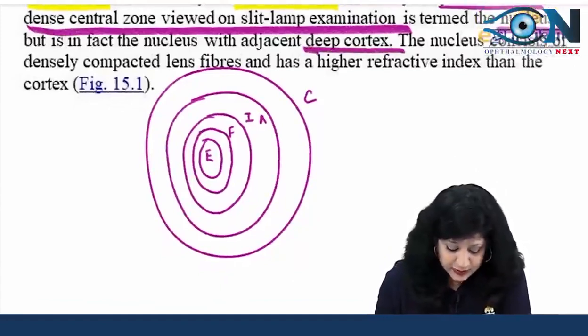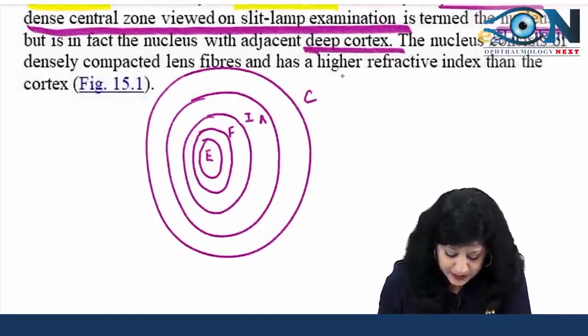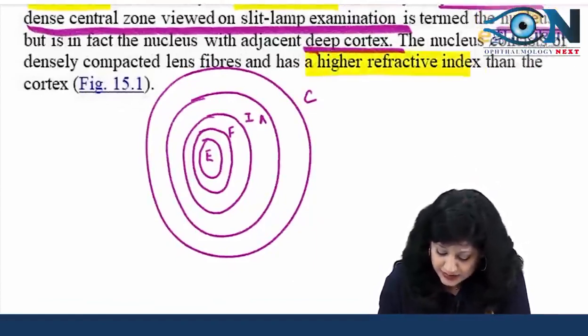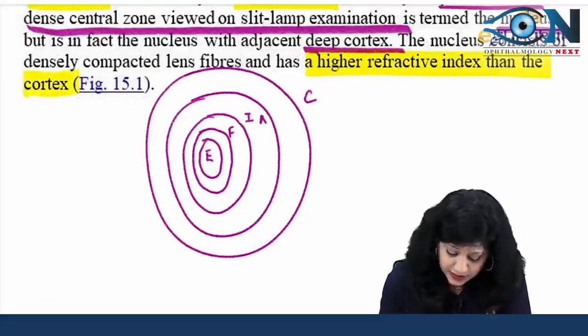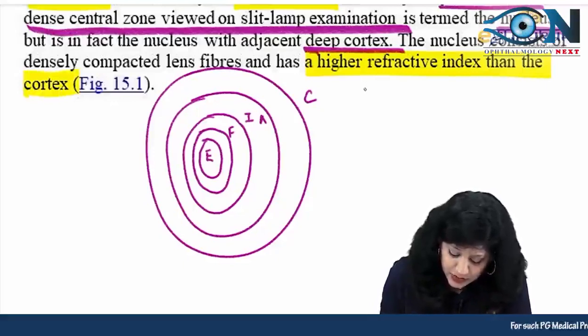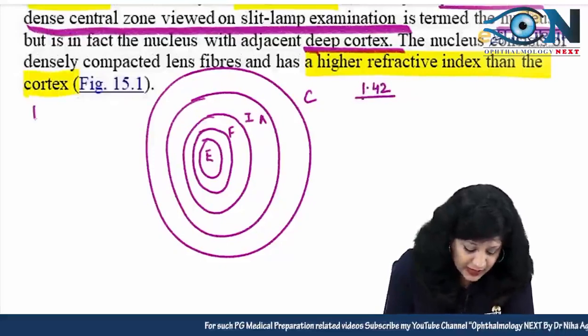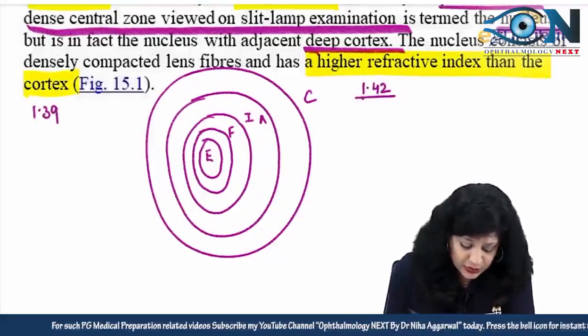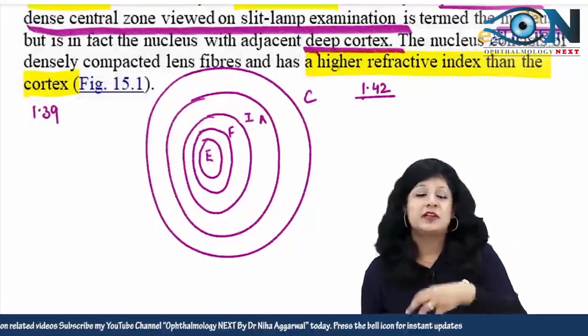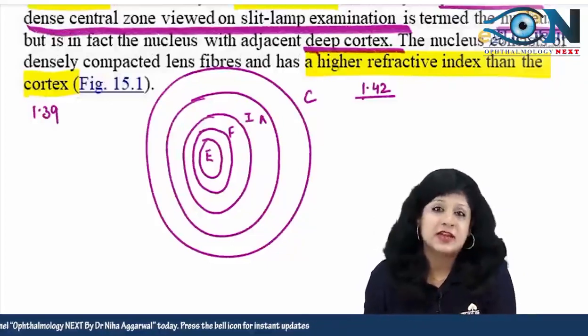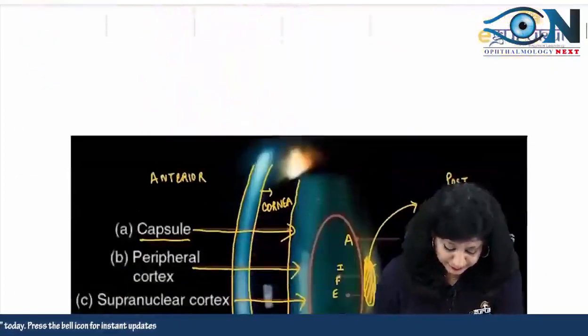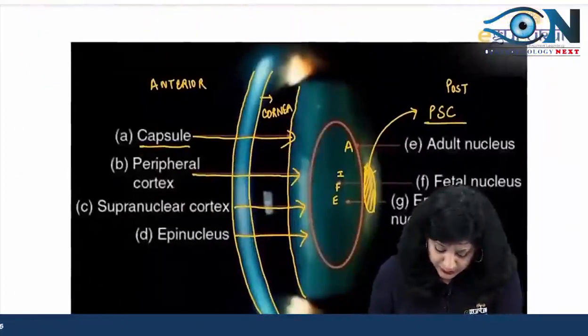So the nucleus consists of densely compacted lens fibers, and obviously the nucleus has a higher refractive index than the cortex. And what is it? It is about 1.42. Cortex is 1.39, and this nucleus is 1.42. So it has a refractive index which is much higher than that of the cortex. Okay.